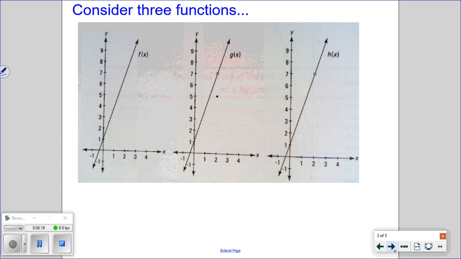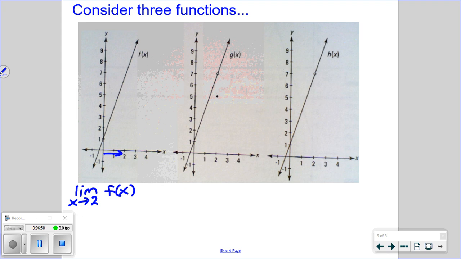All right, so let's look at these three graphs. We've got f of x, g of x, and h of x. And let's say that we want to find the limit as x approaches 2 of f of x, because this first function is f of x. Okay, well, this is a two-sided limit. So in order to evaluate the two-sided limit, that means x has to approach 2 from both directions.